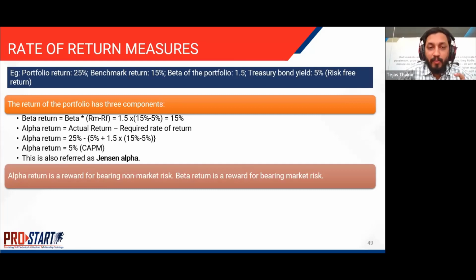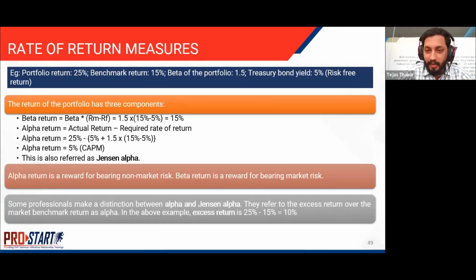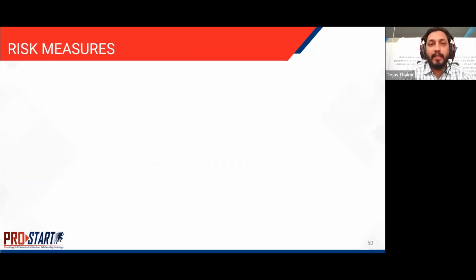Alpha return is a reward for bearing the non-market risk, as I said. Beta return is a reward for bearing the market risk. I have already mentioned how sometimes people use the generic alpha terminology.